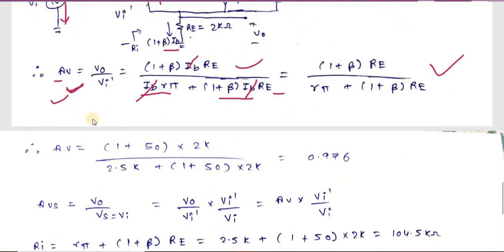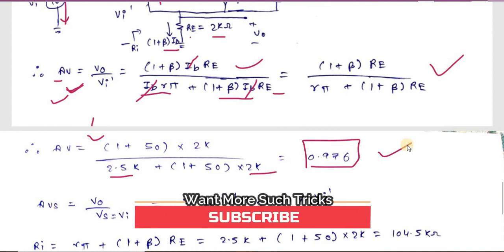Okay, and if you put the values we have from the question, we get 1 plus beta as 1 plus 50 into 2k. RE is 2k here. Okay, and R pi we calculated as 2.5 kilo ohm plus 1 plus 50 into 2 kilo ohm, which is nothing but 0.976. Okay, so we get our internal voltage gain as AVS.